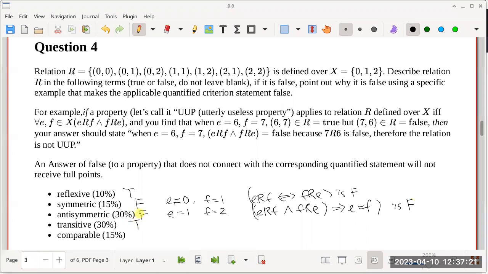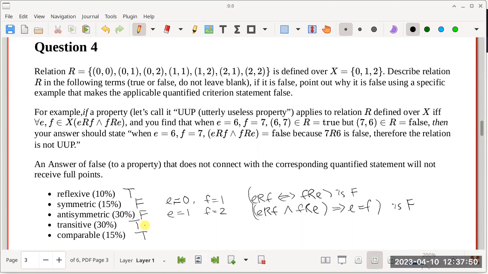And is it comparable? Okay, 0 matches 0, 1, and 2. 1 is related to 1, is related to 0, is related to 2. Okay, that's good. And 2 is the same way. So that means it is indeed comparable, like so. All right. Any questions about this particular one? Okay.